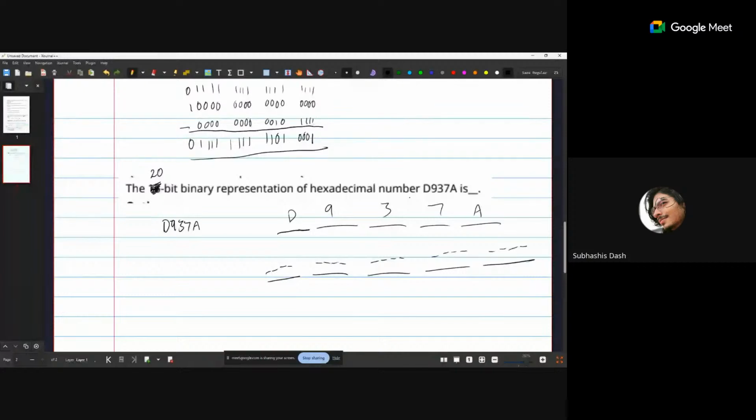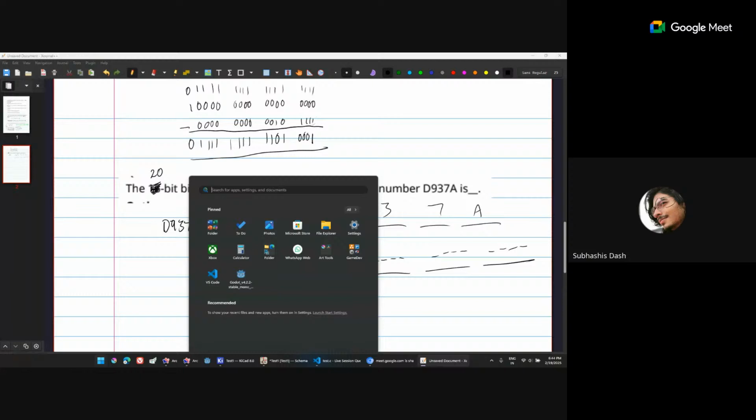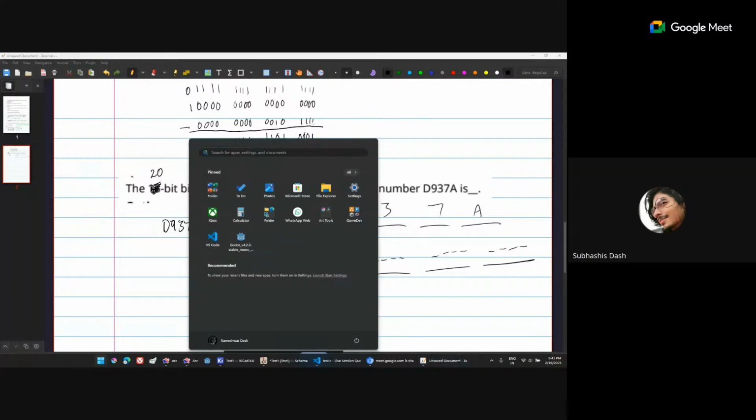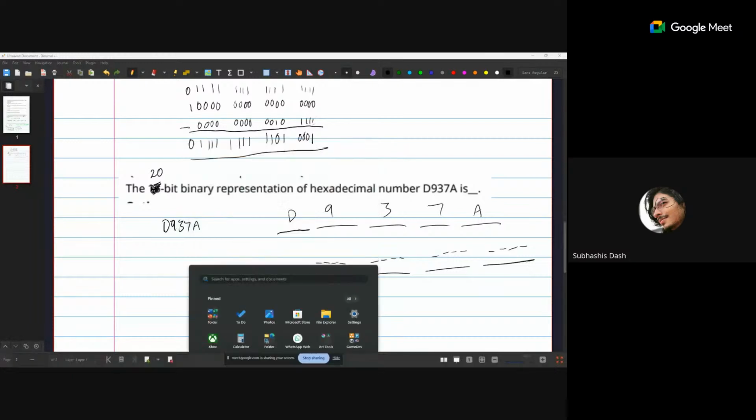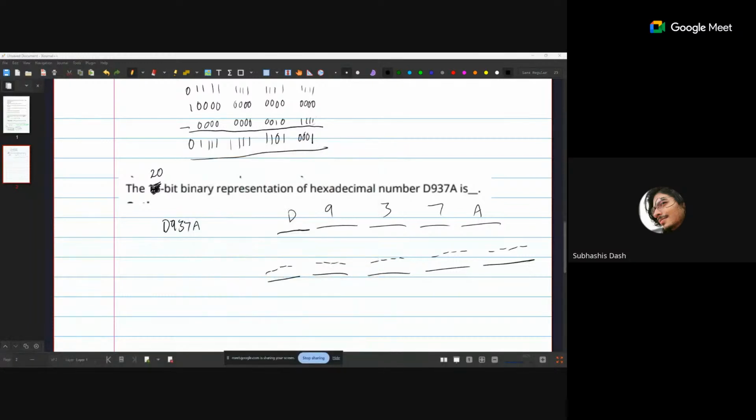So your task is to find what 4 bits define each of these hexadecimal digits. I'll give you till 650 to solve this one. If you're done, just raise your hand.